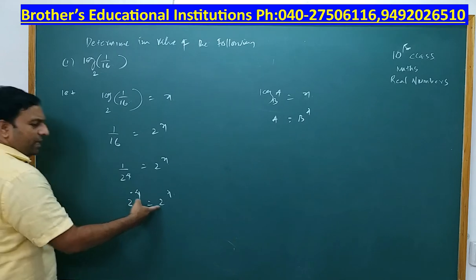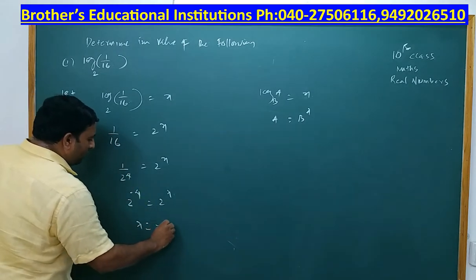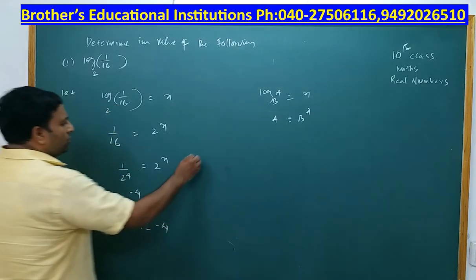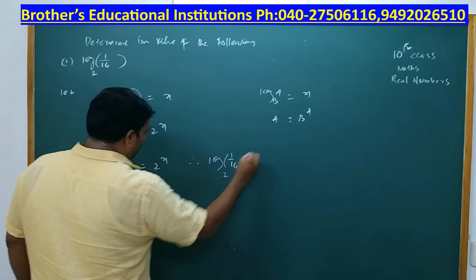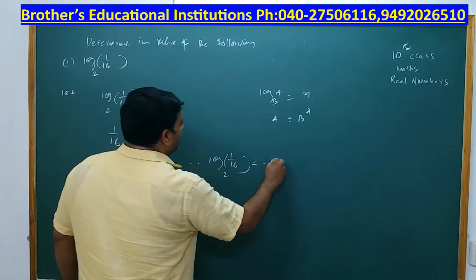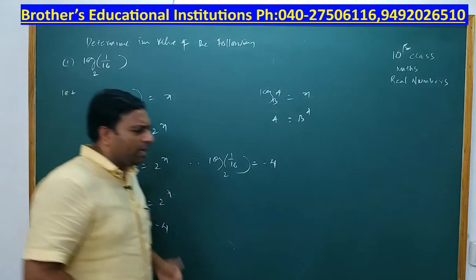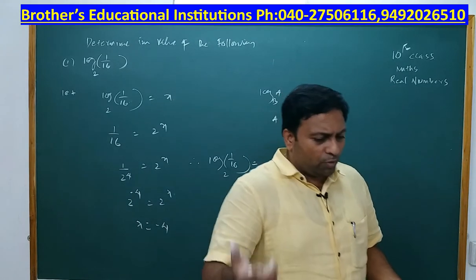Can you see bases are equal? When bases are equal, powers can be equated. So x is equal to minus 4. So log of 1 by 16 to the base 2 is equal to minus 4. I am sure you understood this problem. Let me take one more numerical so that your concepts are very clear and you can try more and more questions.